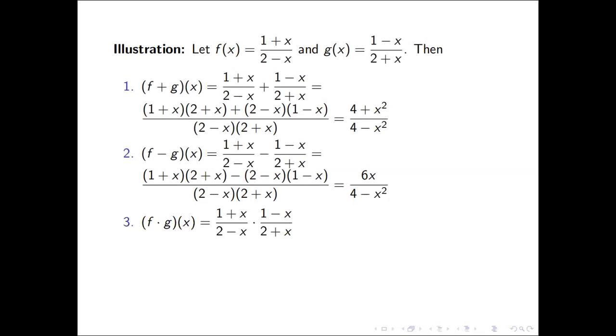Product, f times g of x. So we multiply the two. And then there's not much to do here. We just multiply numerator to numerator, denominator to denominator. So we have this. Okay? Difference of squares. Any questions so far?